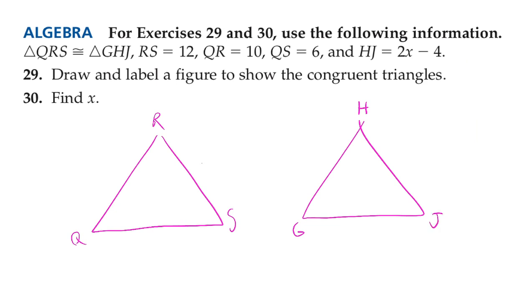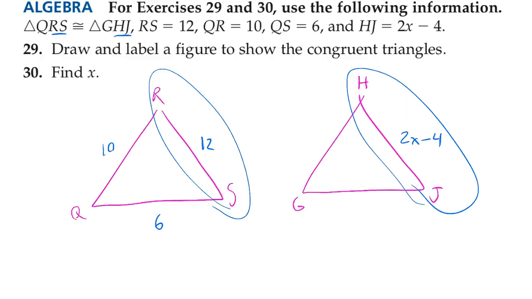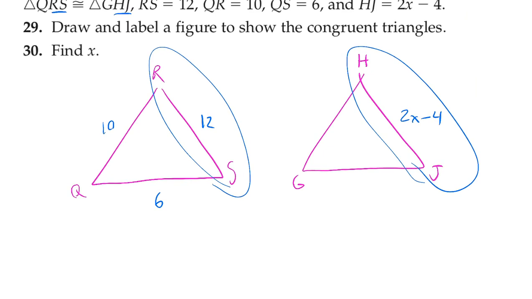It says RS is 12, QR is 10, QS is 6, HJ is 2x minus 4. Well, I lined these up, so I know that RS and HJ match without even referring back. We can check it. RS, HJ, they do match. So here's the figure. And it says labeled a congruent diagram. So I'm going to go 1 mark, 2, 3, 1, 2, 3. And I'm going to go in the same order here. 1, 2, 3, and 1, 2, 3. So I labeled all of it.